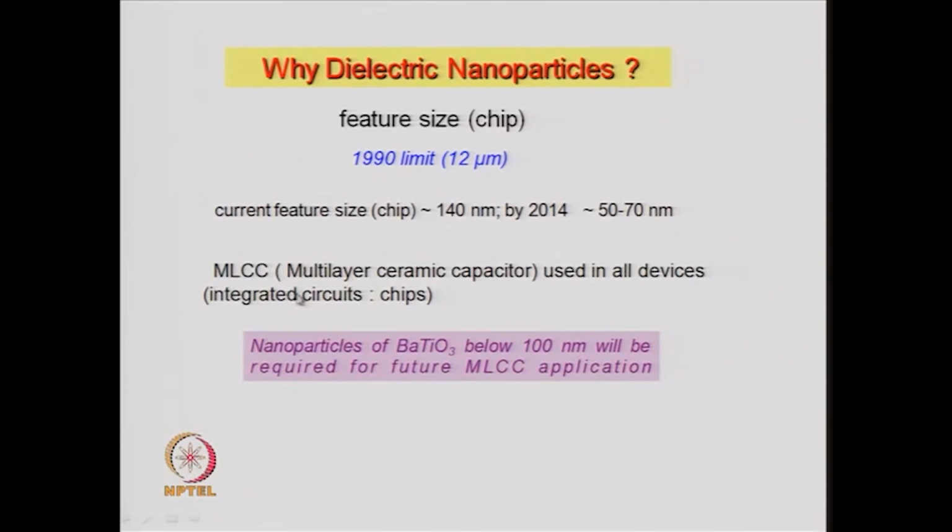Now, since we are talking of multi-layer ceramic capacitors being used in these chips, the thickness of these layers has to be reduced. Multi-layer means several layers of this ceramic capacitor are involved. If each layer is made up of barium titanate, and you use nanoparticles instead of micron sized particles, then you will be able to put many such layers in one chip. So, typical sizes below 100 nanometers will be required in the future for such MLCC applications.